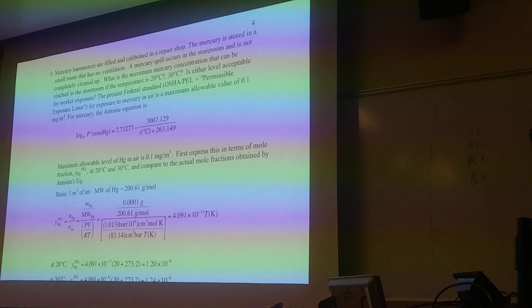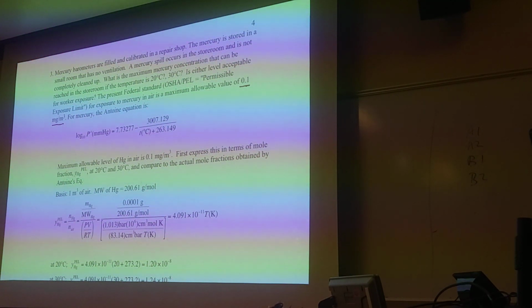The present federal standard, the OSHA permissible exposure limit, PEL, for mercury in air is a maximum allowable value of 0.1 milligrams of mercury per cubic meter of air.